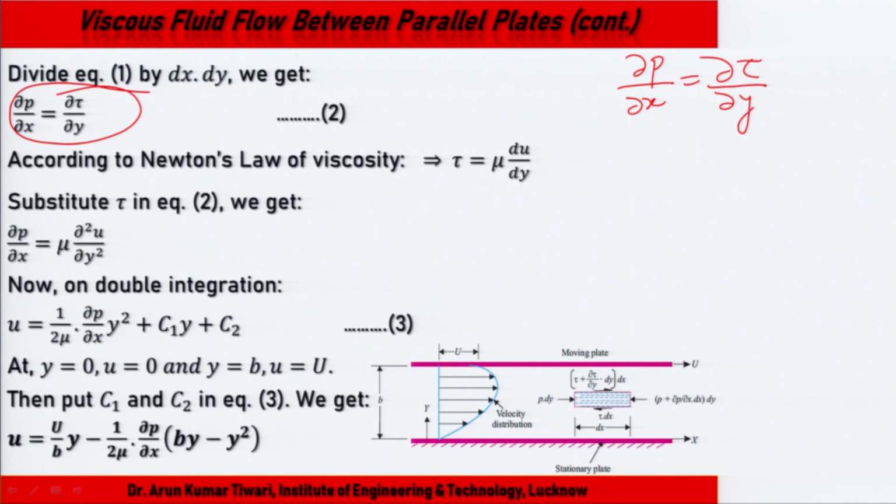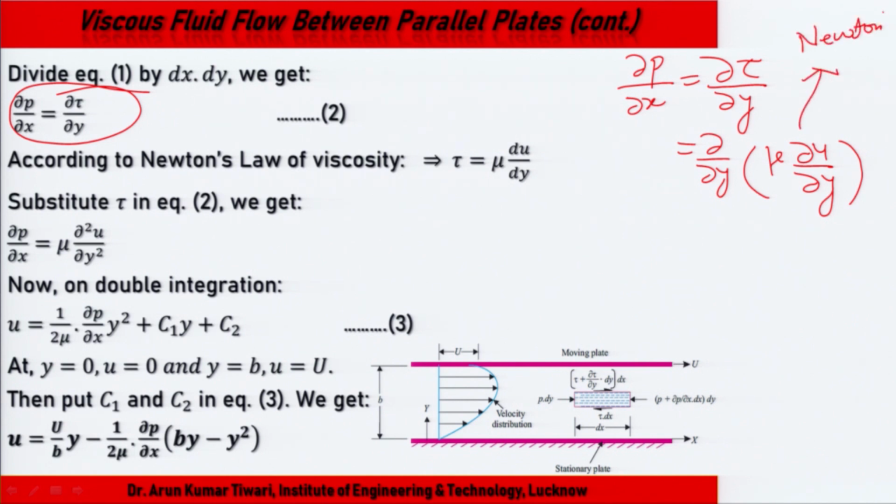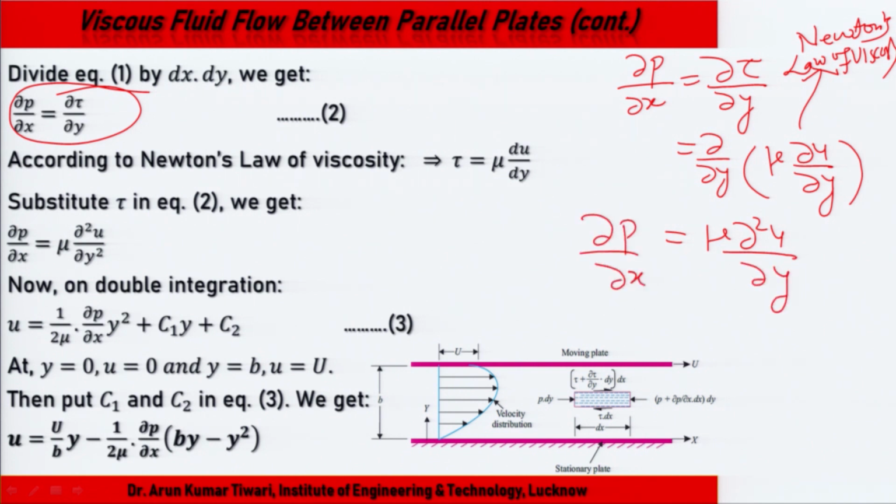Yes, it follows Newton's law of viscosity. So, in place of tau, del y, what is this? Mu du upon dy. This is Newton's law of viscosity. So, what is this? Mu d squared u upon dy square equal to del p upon del x.